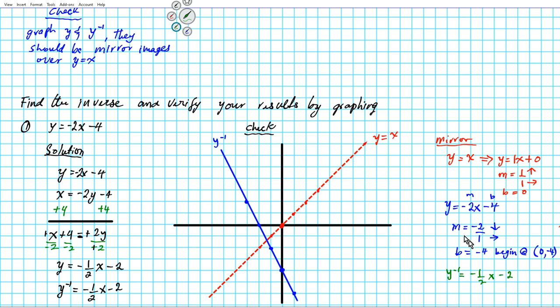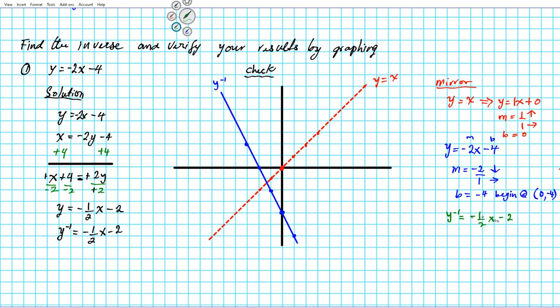Okay. So for this one, m is the coefficient of x. This is m. Y equals mx plus b, and this is b. So our slope m is negative 1 over 2. We're going to fall 1 and run 2. We're going to begin at the b, which is negative 2. All right. So begin at (0, negative 2).